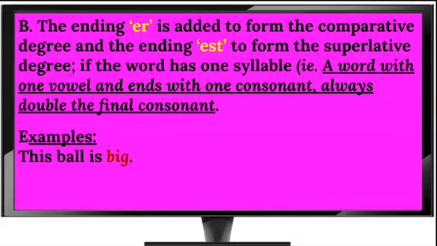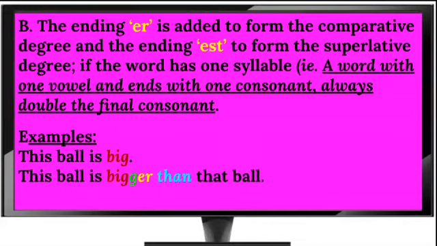So our positive, the ball is big. Our comparative, this ball is bigger than that ball. So here we see our one syllable word where we have our one vowel, and then we have our consonant where we double that consonant before we add our er to form our comparative degree, and then we have our than. So this ball is bigger than that ball.